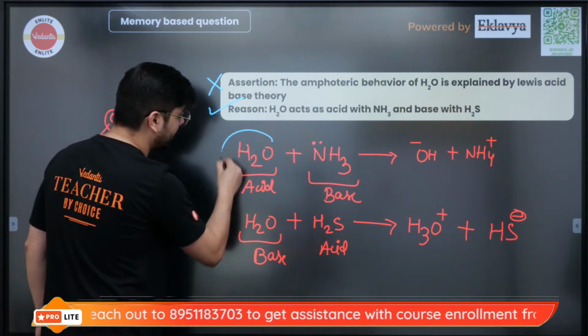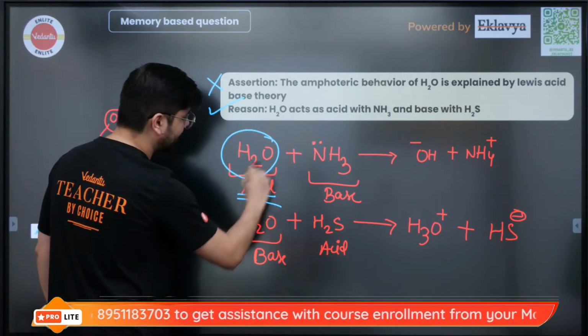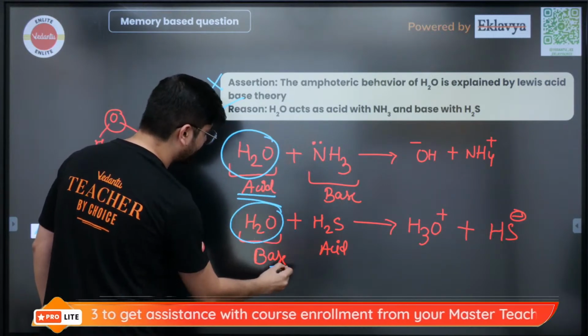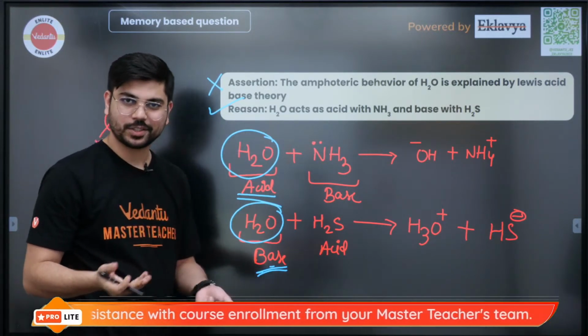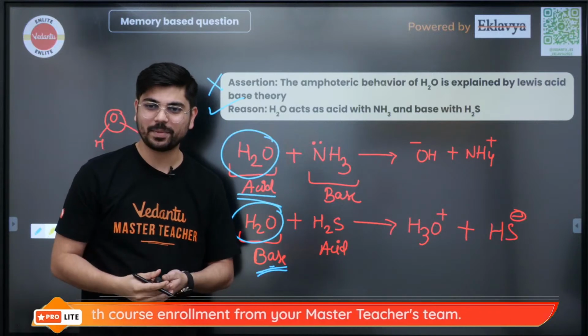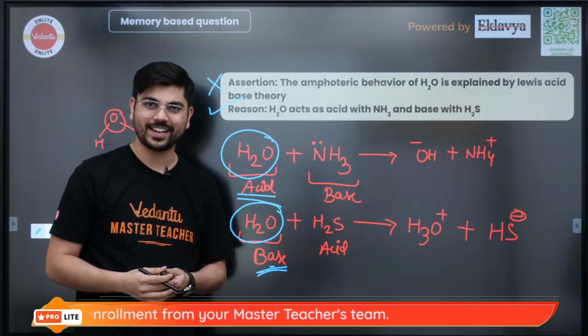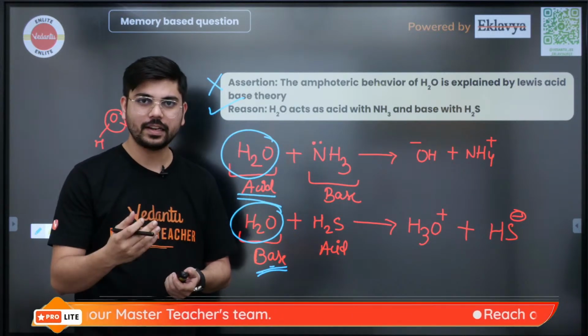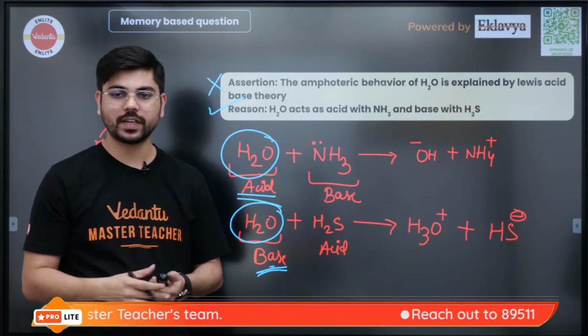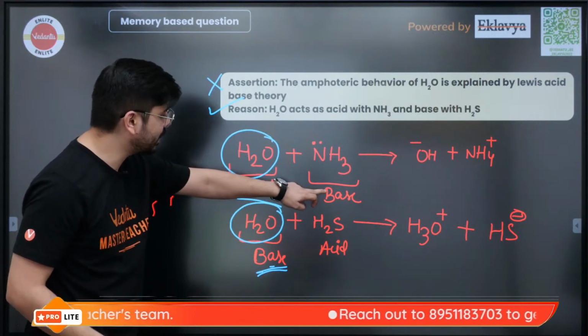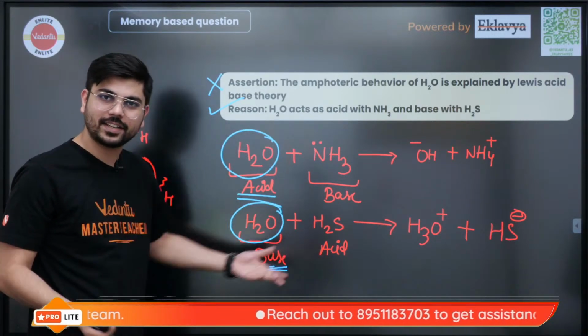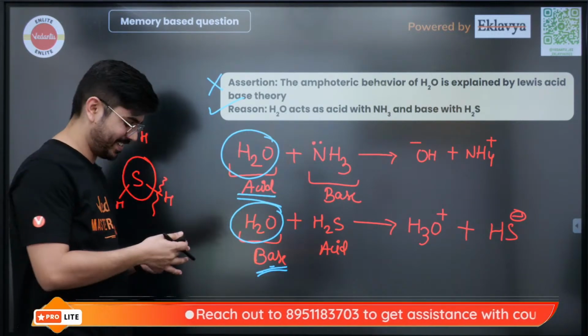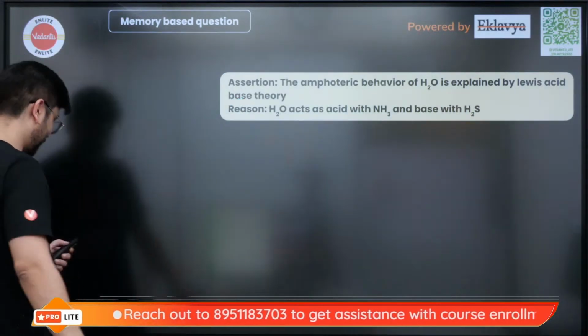Why? Because water is acting as an acid in this case and water is acting as a base in this case. So it is showing the amphoteric behavior, isn't it, Rahul? What do you mean by amphoteric behavior? The one that can react with an acid as well as a base. Here it is reacting with the base and here it is reacting with an acid, and hence proved. Alright, moving to the next question.